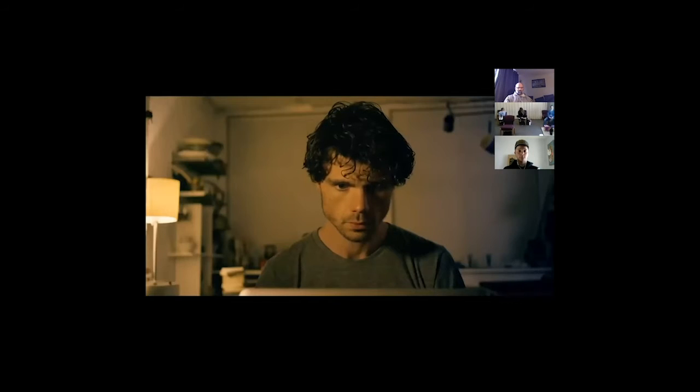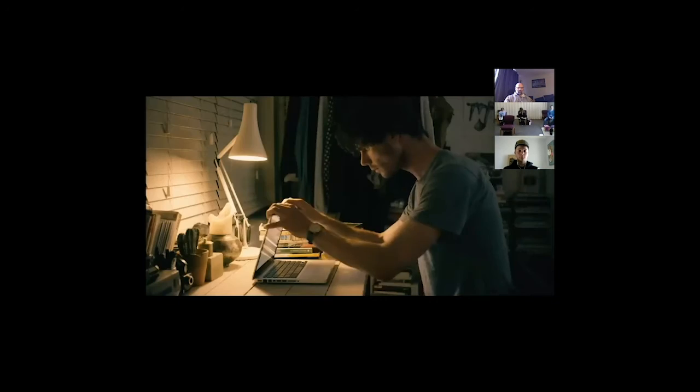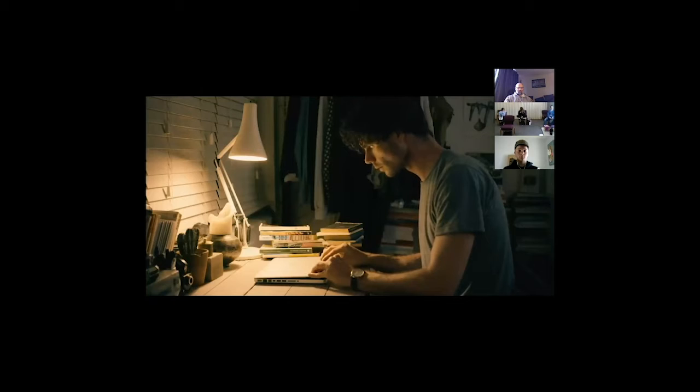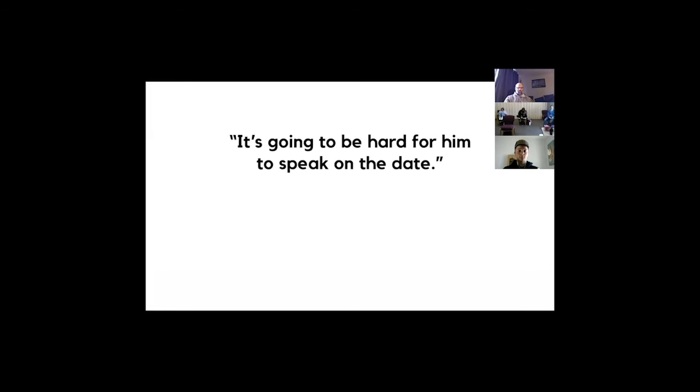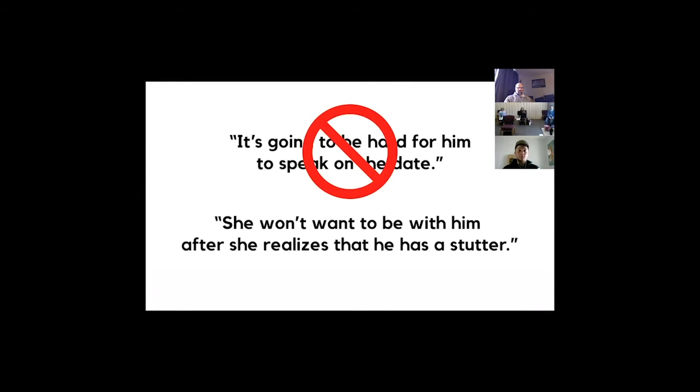When Greenwood reads this message, he gets scared, and we get scared for him as the audience. The fear in the audience's mind isn't, it's going to be hard for him to speak on the date. The fear in the audience's mind is, she won't want to be with him after she realizes that he has a stutter. And those two are very different things. One is simply about an external problem. The second is about what Greenwood and the audience believe. Do you see the difference?